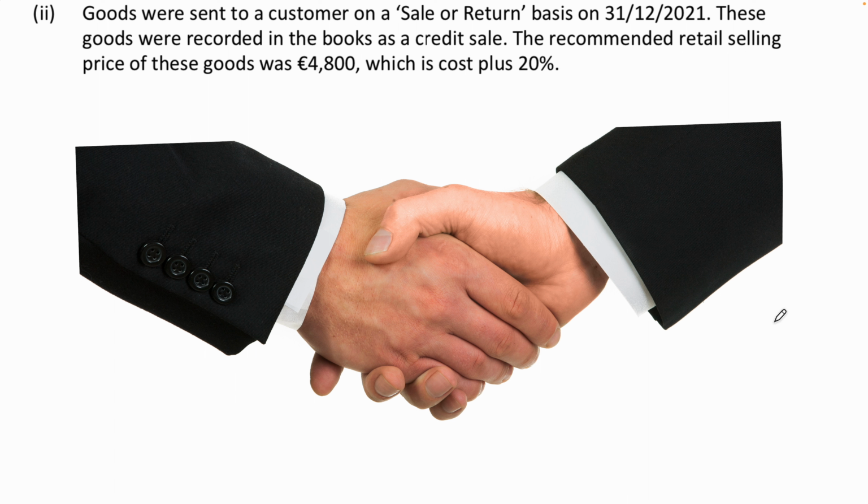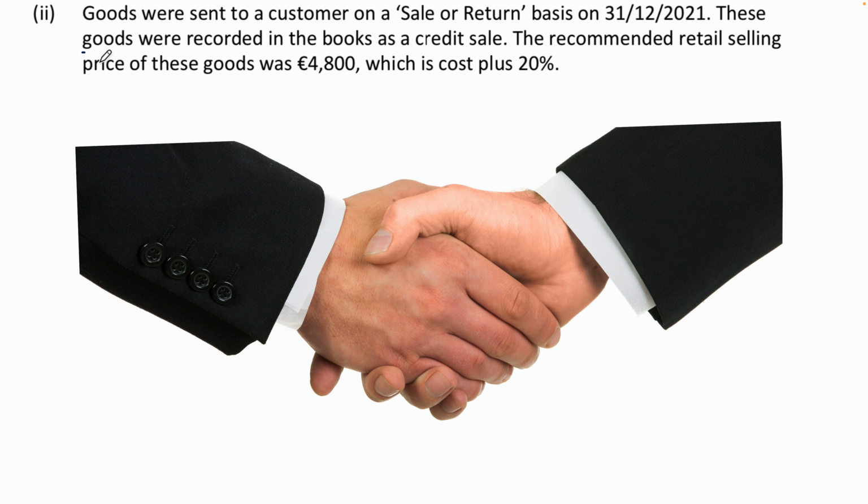Okay, next question. Goods were sent to a customer on a sale or return basis on the 31st of the 12th, 2021. These goods were recorded in the books as a credit sale. The recommended retail selling price of these goods was 4,800, which is cost plus 20%. Okay, goods sent to a customer on a sale or return basis. What this means is, we are giving them to a customer and we are saying, if you sell them, happy days, we'll invoice you, we'll charge you. But if you don't sell them, we won't charge you. Okay, so that's what a sale or return agreement is.